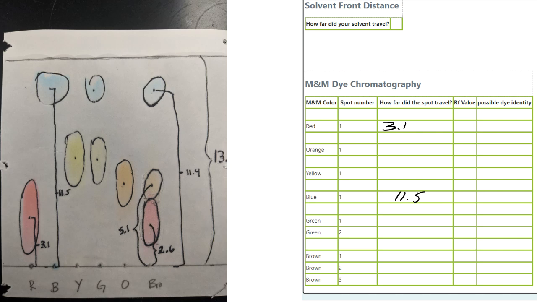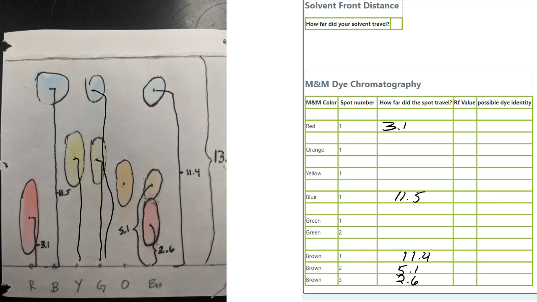And then my yellow one here, I would measure as well. I would measure the green one. I have 2 spots on the green ones. In fact, for the brown, you'll notice that I have 3 spots. I have one at 2.6, so I could just call that one spot 3 if I wanted to. I have one that traveled 5.1 centimeters and one that traveled 11.4 centimeters. So I will list all 3 spots for that one.